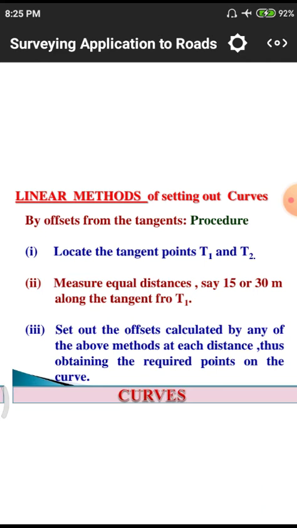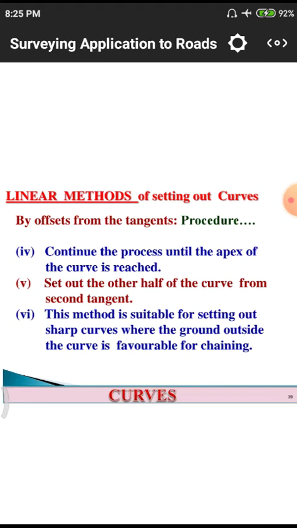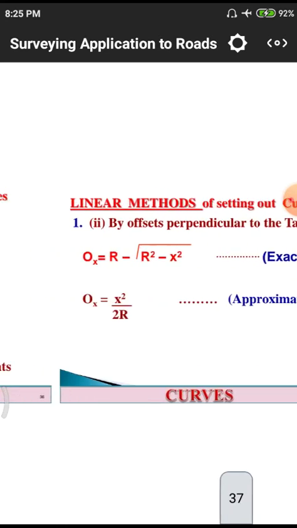After that we are using linear measurements for setting out the curve. Locate the tangent points T1 and T2, measure. Continue the process until the apex of the curve is reached. That means we need to go for continuity.